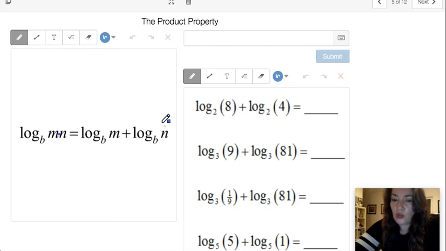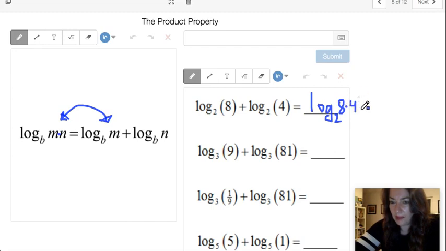Now, of course, we can go backwards. So if we were to write this backwards, I can write it as a single log and use the same property. So let's take a look at a few examples. The first one right here, we have log base 2 of 8 plus log base 2 of 4. We can rewrite this as log base 2 of 8 times 4. And then, of course, we can simplify that, and that will give us log base 2 of 32.